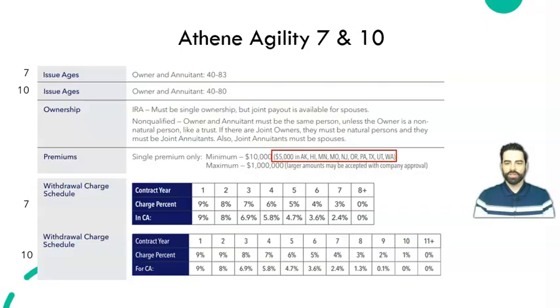We're going to look at a quick overview of the product, show you how to illustrate it with the software, and then take a look at an example illustration. So let's get started. Okay, so the Athene Agility 7 and 10 are pretty much the same product.